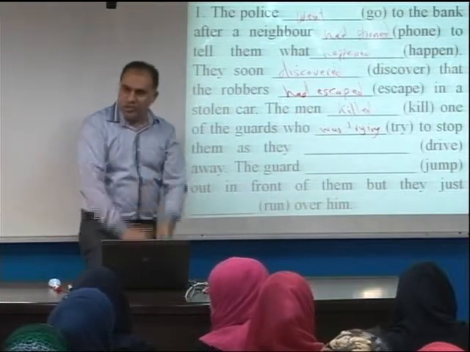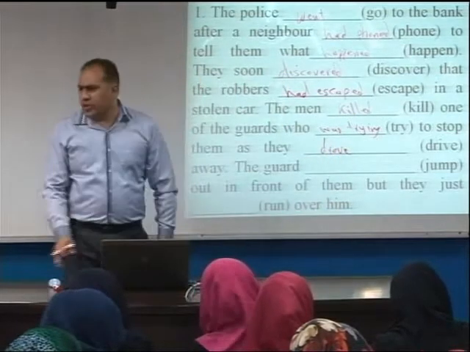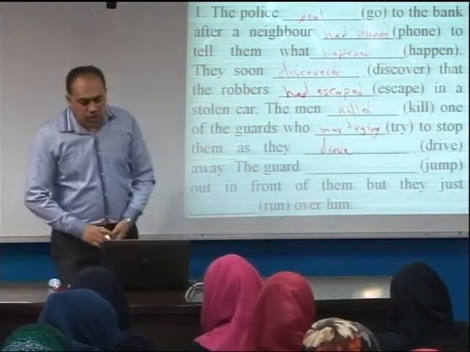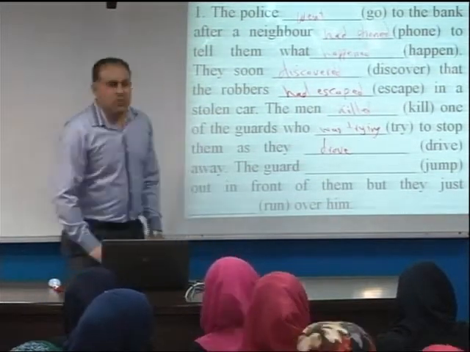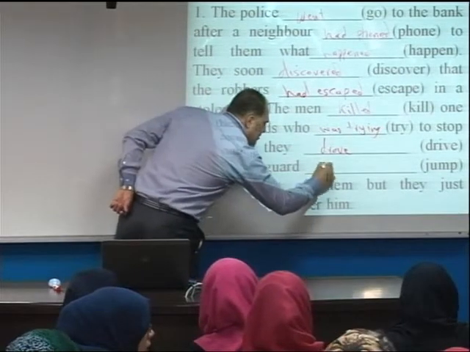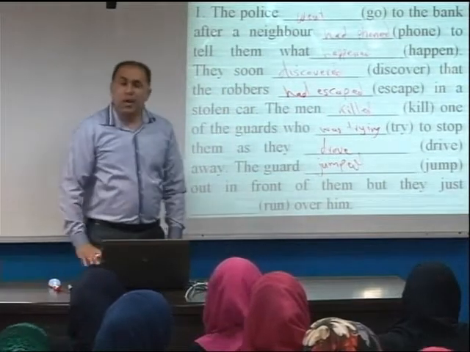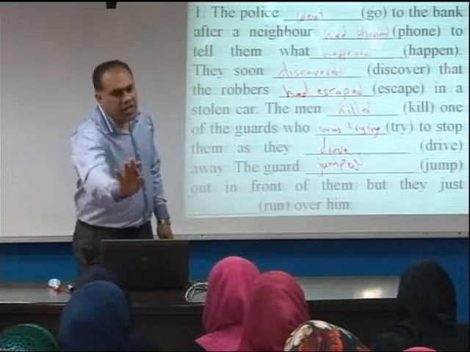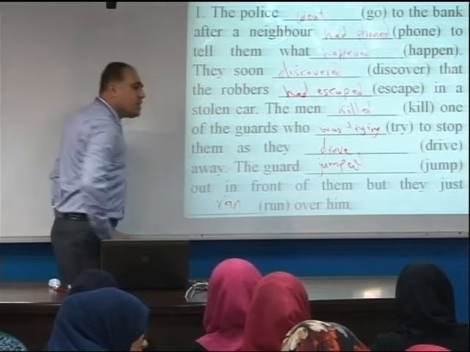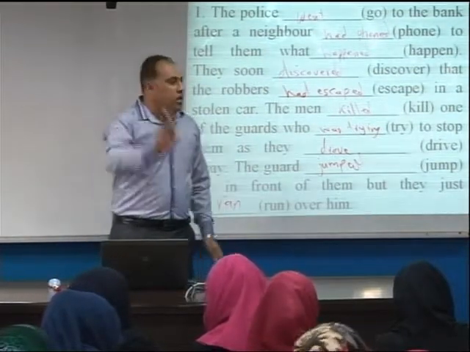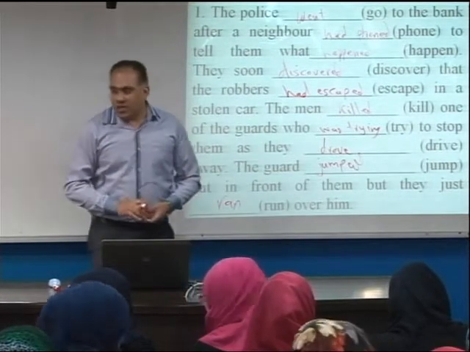Just imagine the situation here. As they drove away, or as they were driving, both are correct, I think. The guard jumped, because it happens once, not all the time. The guard jumped out in front of them, but they just ran over him. Because running again is not continuous. You just run over a person, God forbid, once. Not going back and forth on him. That would be really brutal.